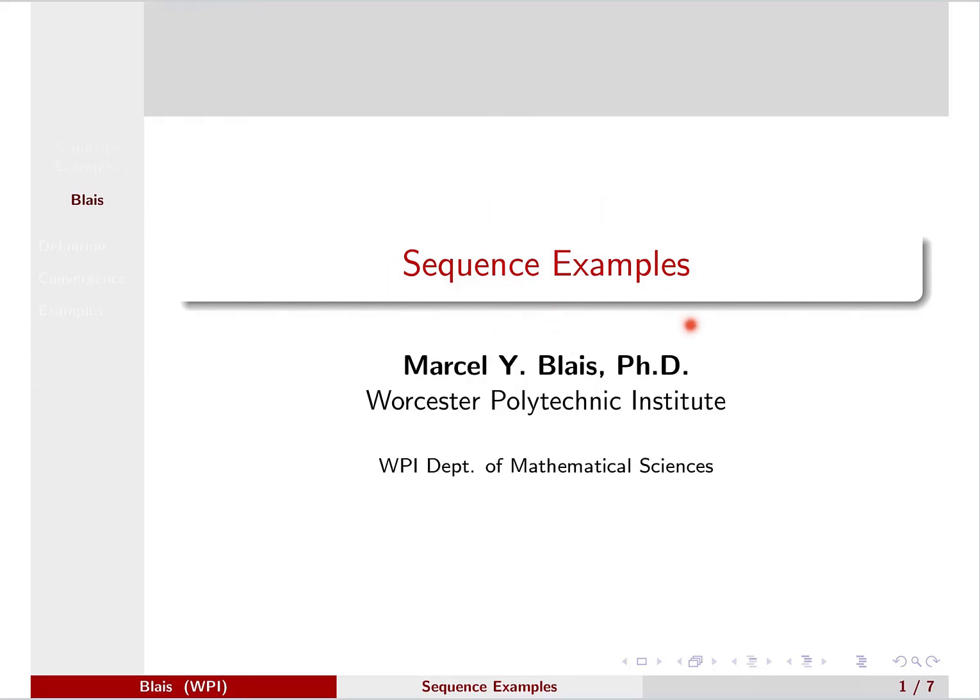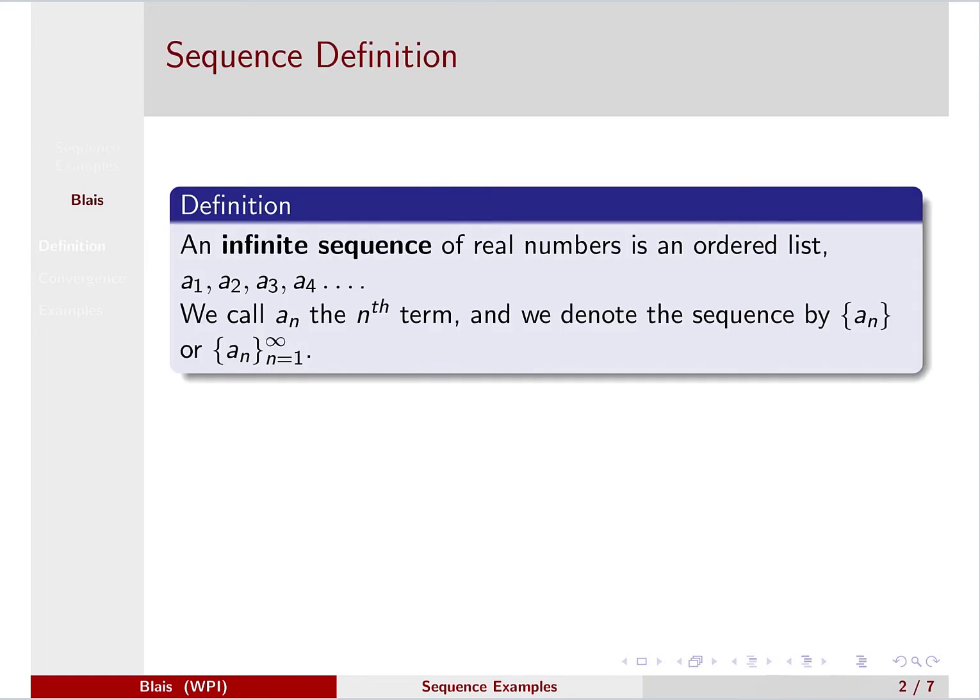In this lecture, we will be looking at examples of sequences and their convergence properties. Let's remind ourselves of some of the basics. First, the definition of an infinite sequence of real numbers is an ordered list, a1, a2, a3, a4. We call a sub n the nth term.